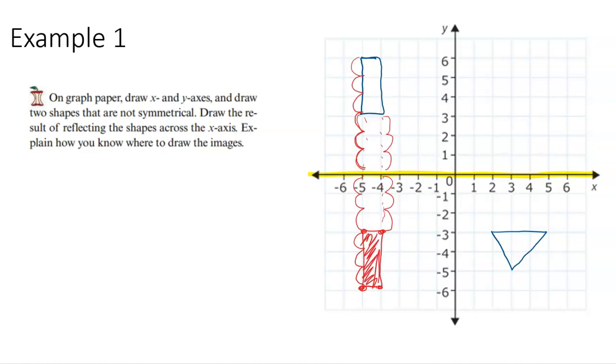Here's another way to think about it. We're going to reflect this. It's going to go 1, 2, 3, 1, 2, 3. If I don't want to do every point, I can just rebuild that shape. This point is 1, 2, 3 away from that, 1, 2, 3 away from that. And this point is 1, 2 up and over, 1, 2 up and over. So there are two different ways to build those shapes. These are our reflections.